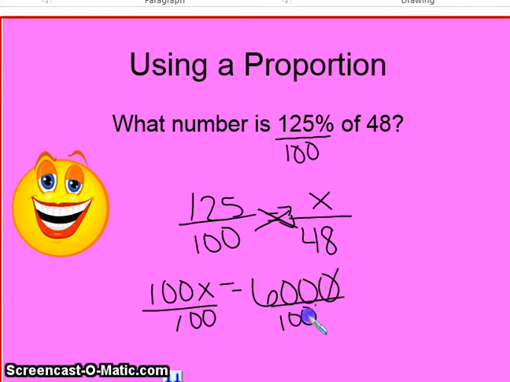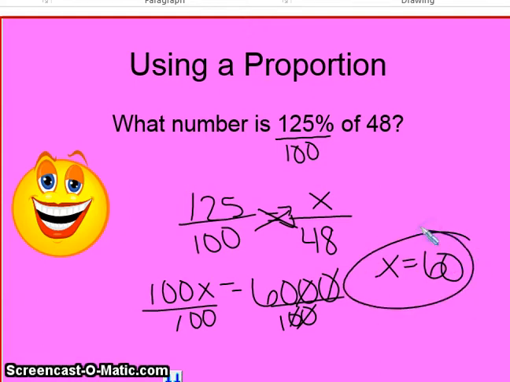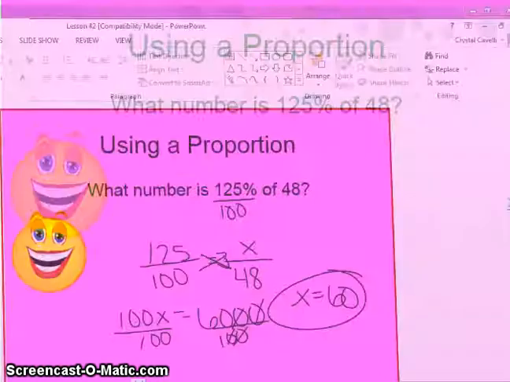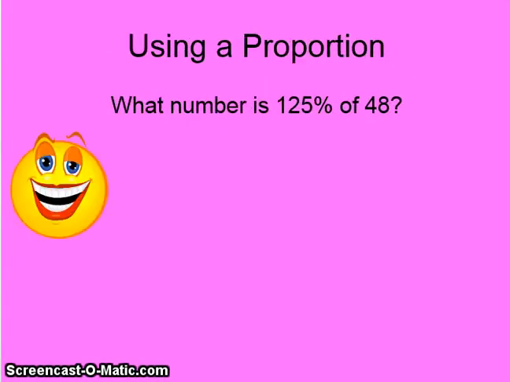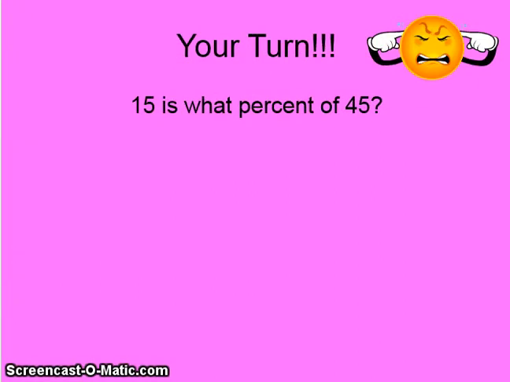Now, I've got two zeros that cancel out, and basically I've got 60 divided by 1. So that means that my x is 60. So 60 is 125% of 48. And notice that that makes sense because 125% should be bigger than 48, and it is. Here's another example that needs to go in your notebook.